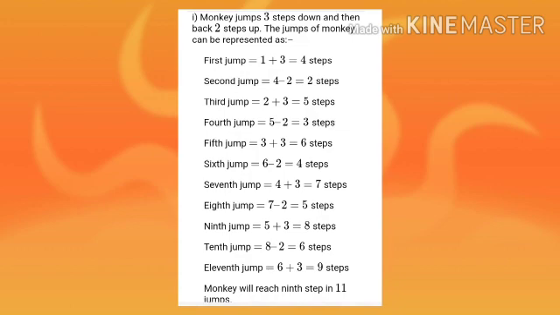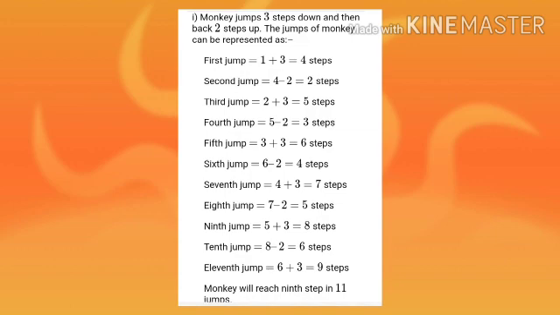Again, in the fifth jump, the monkey jumps from step number 3 coming down plus 3 steps down, which is equal to 6. Now the monkey is on step number 6. In the sixth jump, the monkey is on the fourth step. On the seventh jump, it is on the seventh step. On the eighth jump, it is on step number 5.